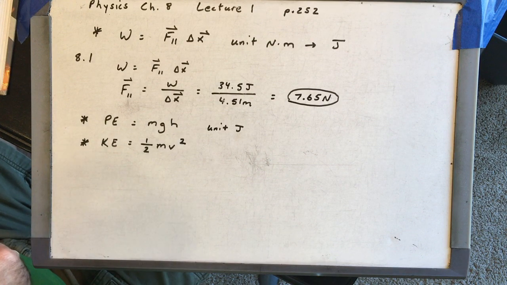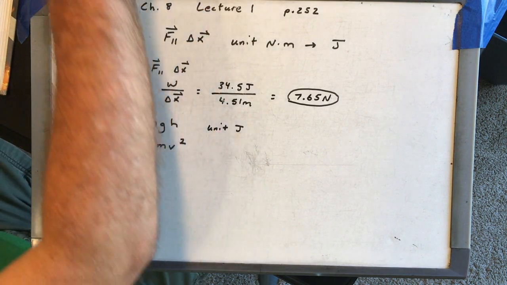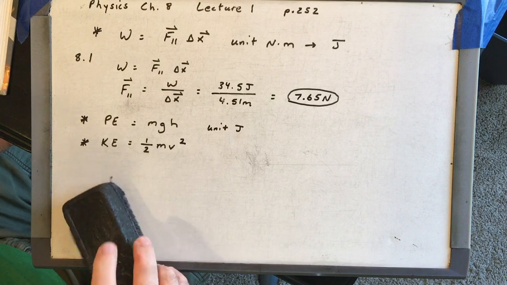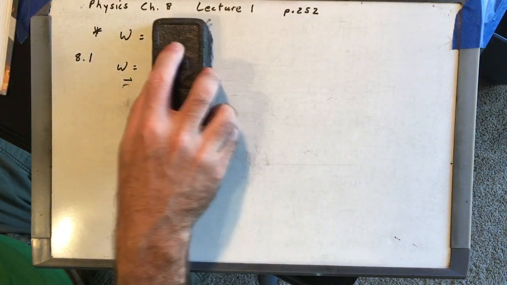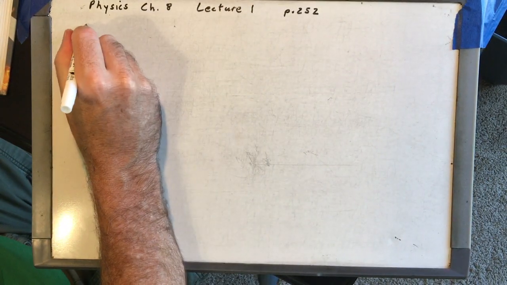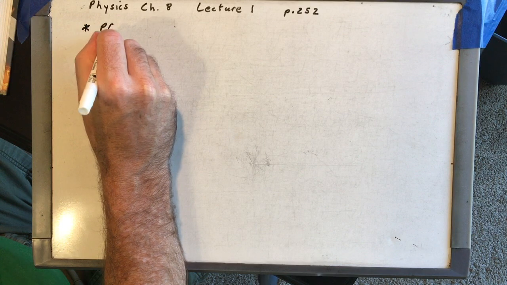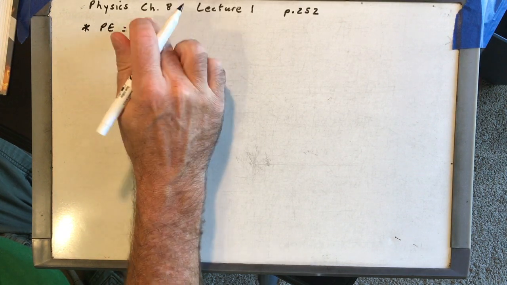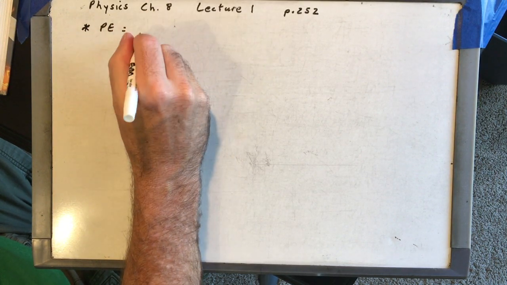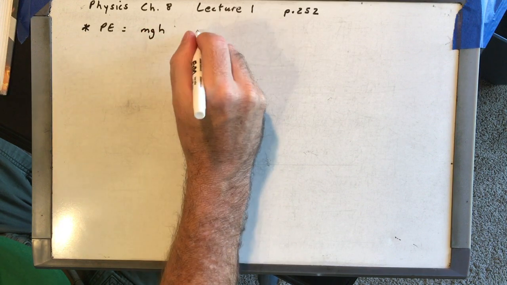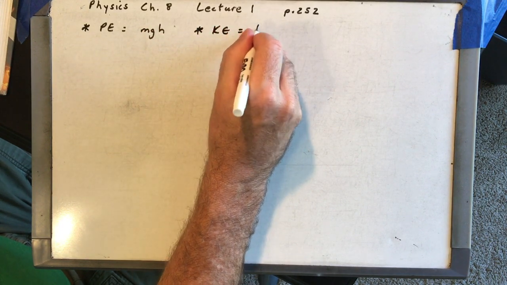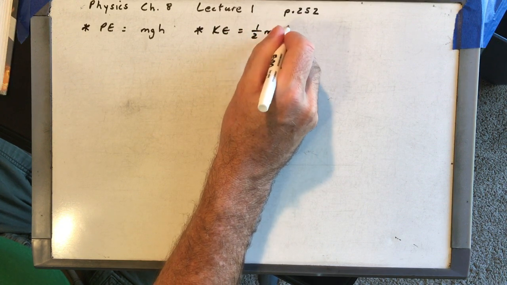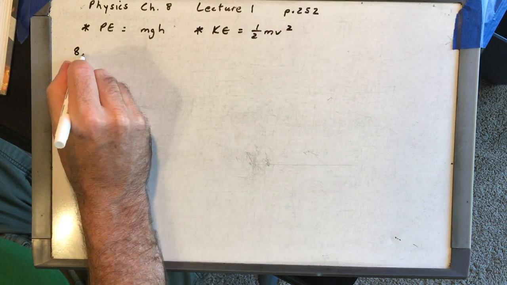I don't know if I have room to work 8.2 underneath here, so I'm going to erase. Pause the video if you need to. Let's rewrite these equations. Potential energy is equal to mgh, and kinetic energy is equal to 1/2 mv squared.